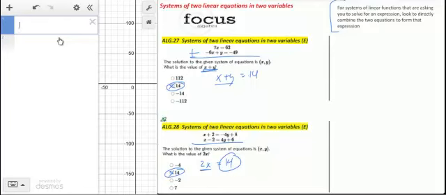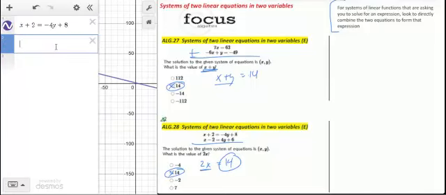Okay, now, the other thing that can happen is Desmos allows you to solve systems graphically. So you could have also typed the two equations of the system directly into Desmos. So there's my top equation, and then my second equation.